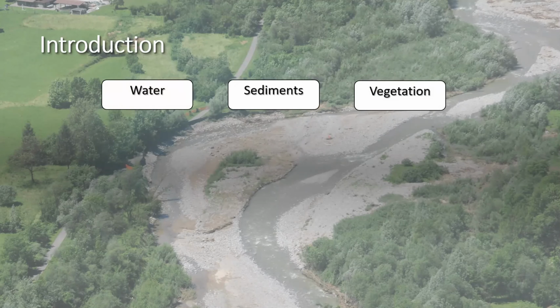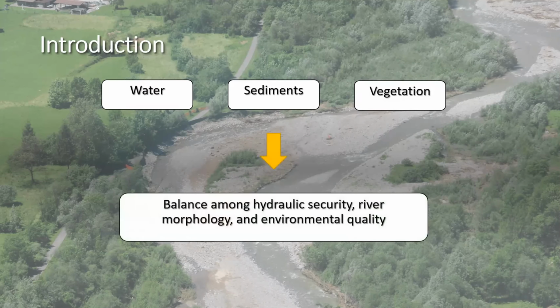These elements are directly involved in the regular management made by the technical agencies in Italy, and they are interconnected with each other. This is because the management choices regarding a single part can affect the other and the entire environment. So the goal of the river maintenance is to find a balance among hydraulic security, river morphology, and environmental quality, trying to keep the ecosystem services effective.